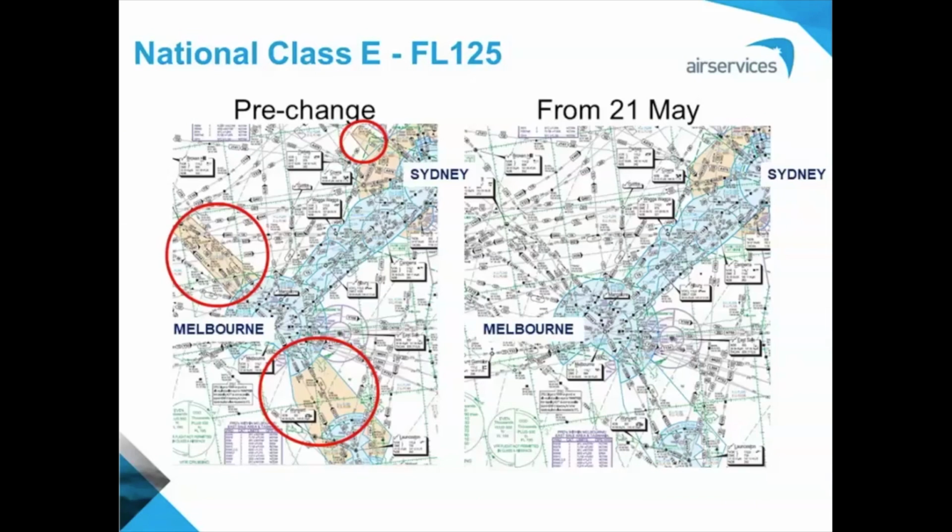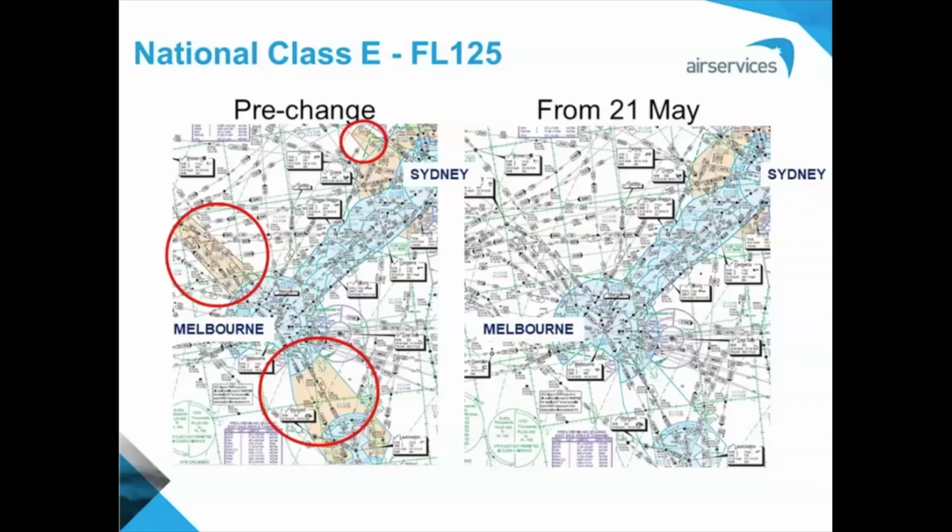This is an extract from the en route chart low. There are 3 key corridors currently at flight level 125, and they're shown in salmon and highlighted in the left-hand image. The top circle is the corridor of flight level 125 out of Sydney up to Dubbo. The middle circle is the northwest of Melbourne up to Mildura, and the lower circle is the area from Melbourne to Tasmania across Bass Strait.